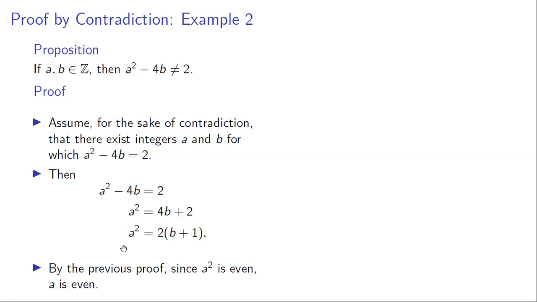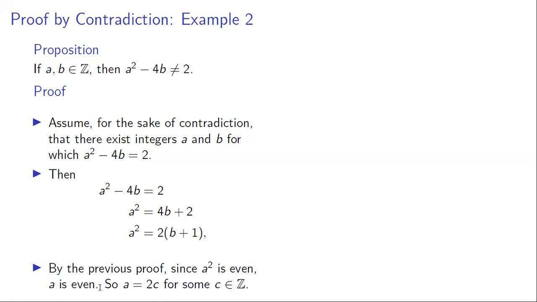Now, based on the previous proof, what do we know? Well, from the previous proof, we have seen that if a squared is even, then a is even. That's what we just proved. So we're going to use that result here. Since a squared is even, which we show here, a squared is equal to 2 times (2b plus 1), a must be even.